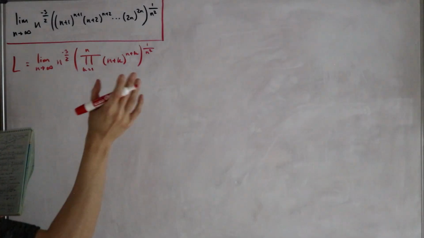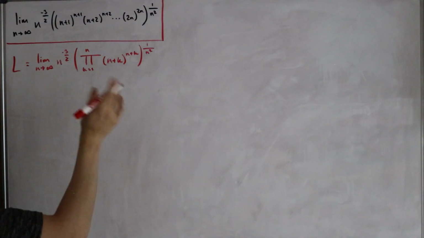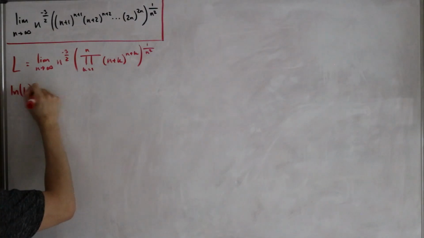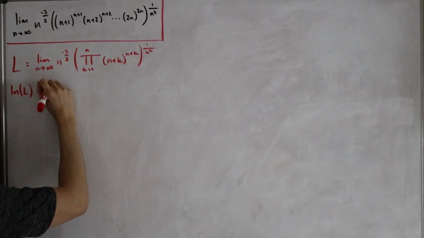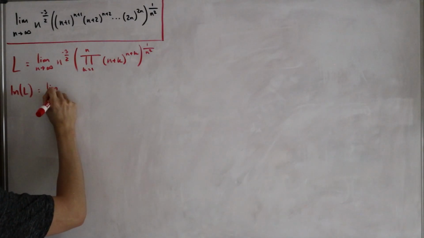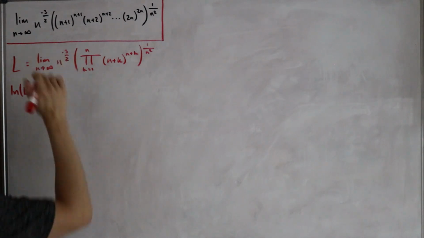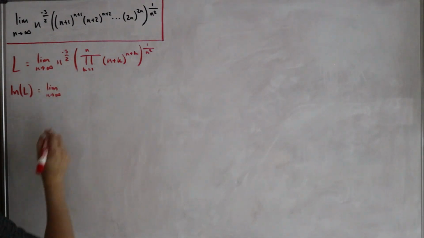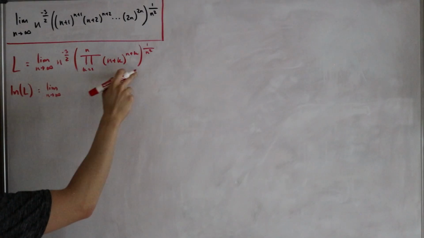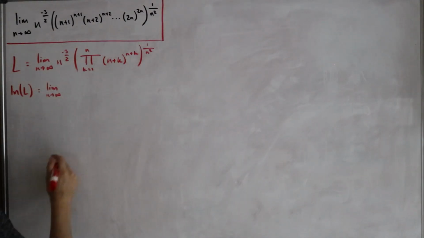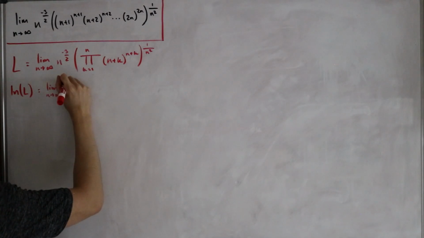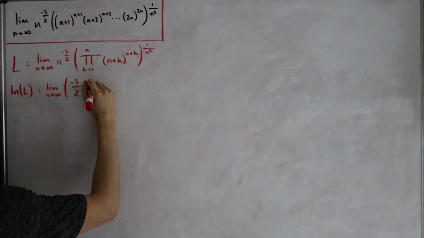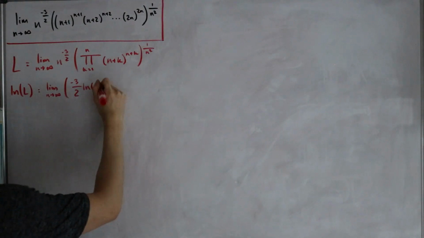Assuming the continuity exists, let's take the natural log of both sides. So I have the natural log of capital L equal to the limit as n approaches infinity of, bringing the exponent down to the front, the natural log of all that. Taking the natural log of this entire thing gives a sum of natural logs. So we have -3/2 multiplied by the natural log of n, and then add this.